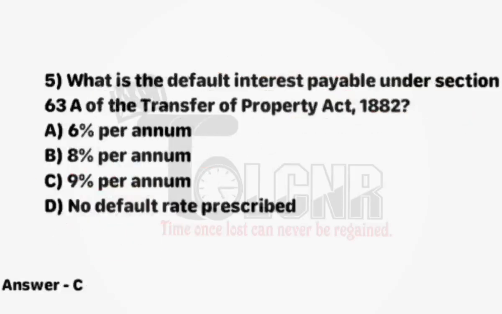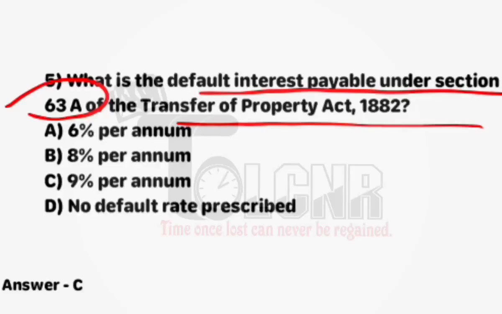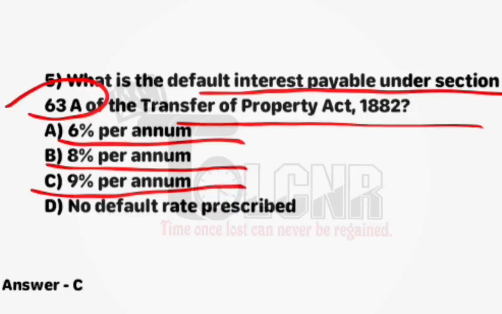Next question is what is the default interest payable under section 63A of the Transfer of Property Act 1882? Option A 6% per annum. Option B 8% per annum. Option C 9% per annum. Option D no default rate prescribed. Option C is correct. 9% per annum is the default interest payable under section 63A of the Transfer of Property Act 1882.